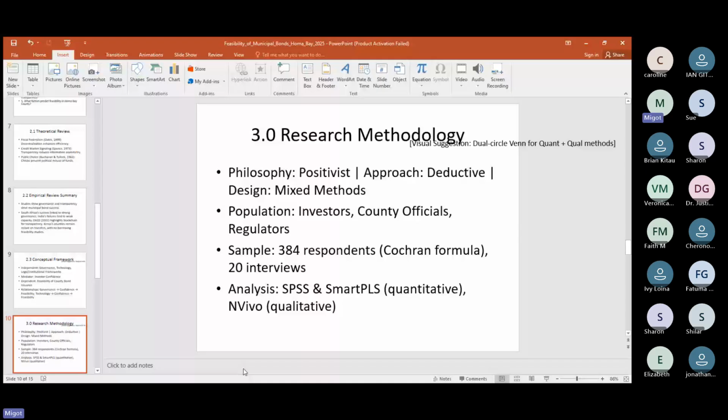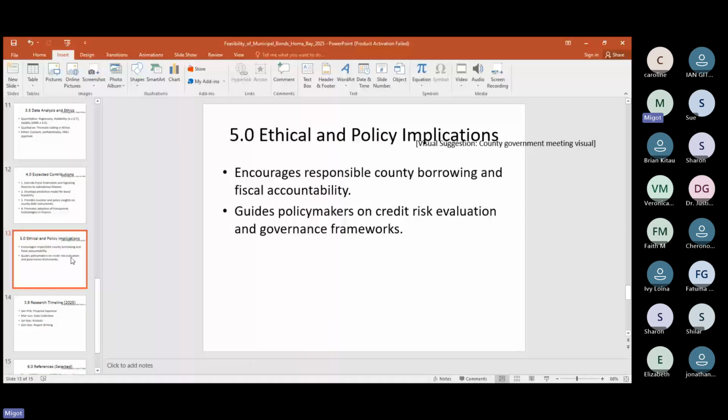So also closing on that with the ethical considerations. With ethical considerations, I'll encourage responsible borrowing and fiscal accountability. Also, guidelines from policymakers on credit evaluation and governance framework. And that's my presentation. Thank you.